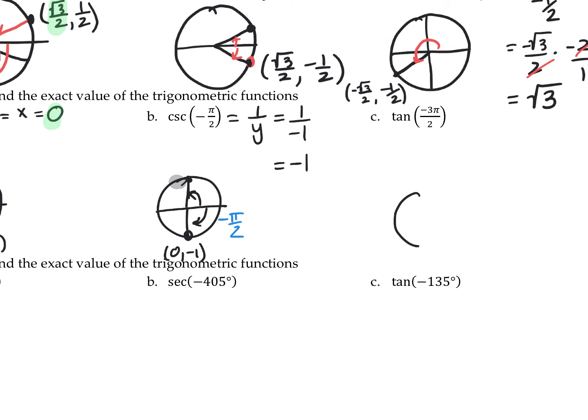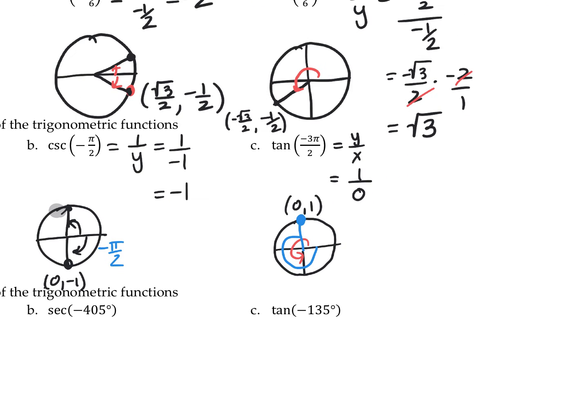Okay, and the last one of these same reference angles is negative 3 pi over 2. We already know 3 pi over 2 is right here. So negative 3 pi over 2 is just going the opposite direction. And so it's coterminal to pi over 2. Tangent is the y over the x. The y-coordinate at that point is 1. The x is 0. We can't divide by 0, so the tangent is undefined.